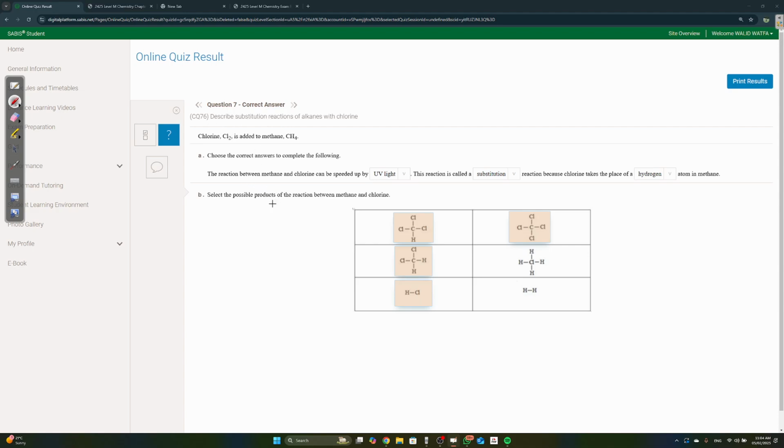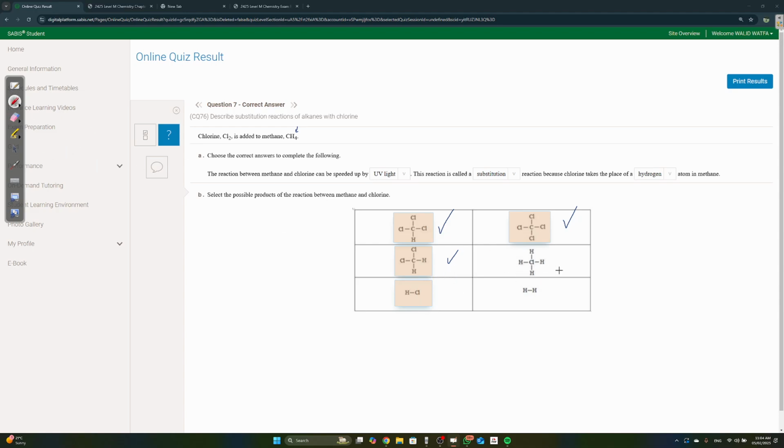Select the possible products of the reaction between methane and chlorine. Obviously, it depends how many chlorines. But you have space for 4 chlorines, right? Because you have 4 hydrogens. So it can be this. It can be this. It can obviously be this. Why can't it be this? Because where'd the carbon go?